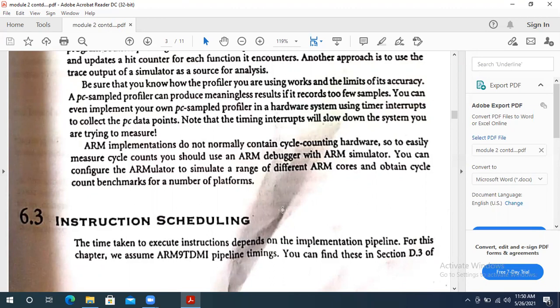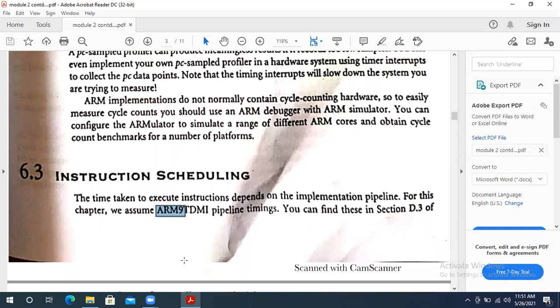As I told you, in this I'm taking the example of ARM9. We have a lot of ARM family, starting from ARM1 to ARM9. But normally we use 7 to 9, because these are the newer technology in the market. Below that, it does not exist in the market.